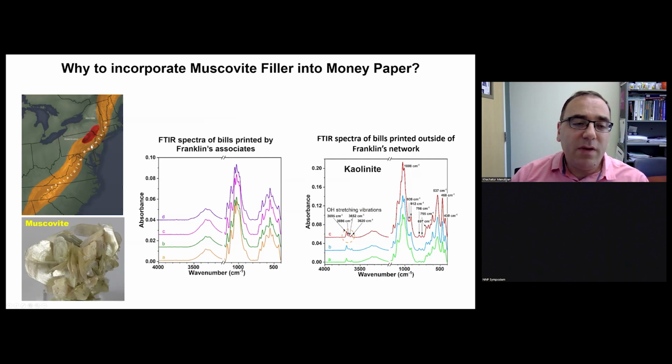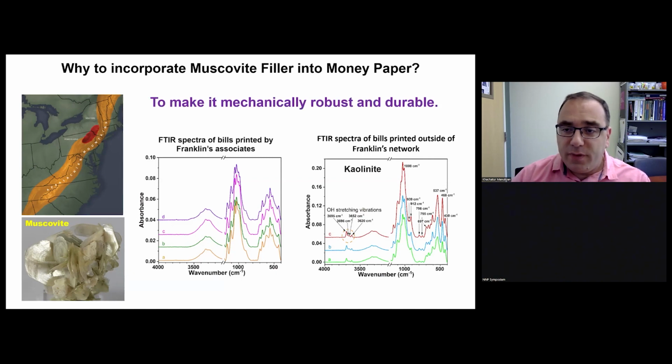And then these paper makers were outside of Philly at that time. And even in Chester County, for example, if you go there even now, you can find these muscovite mica crystals. So for some reason Newhouse and then Franklin incorporated these crystals inside the money paper. And we would like to know why they did this.